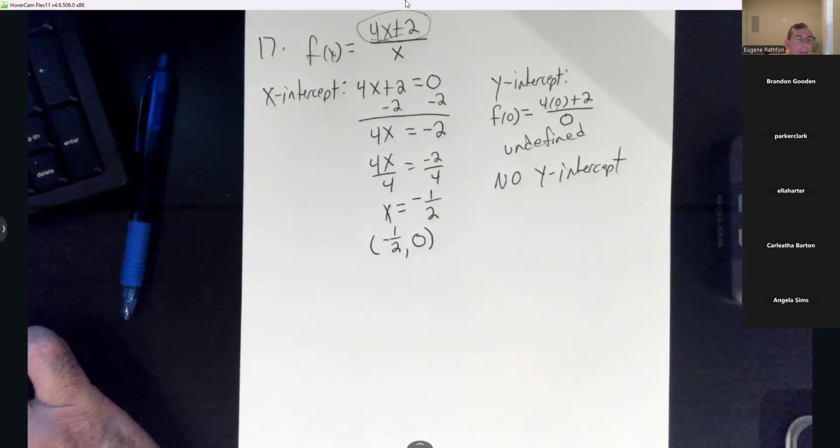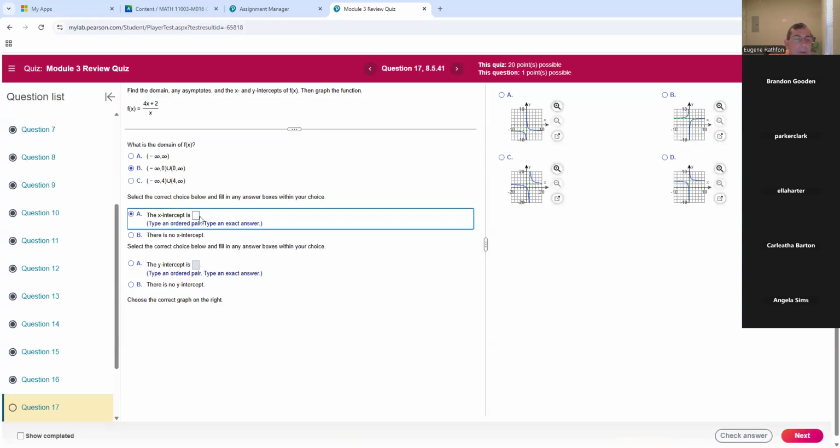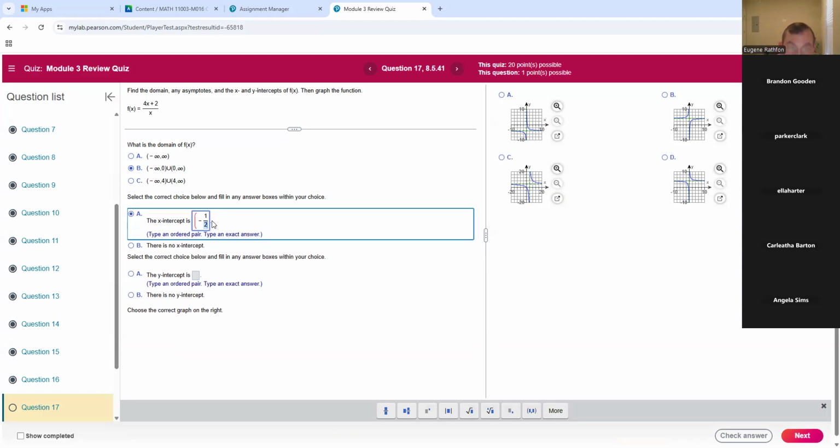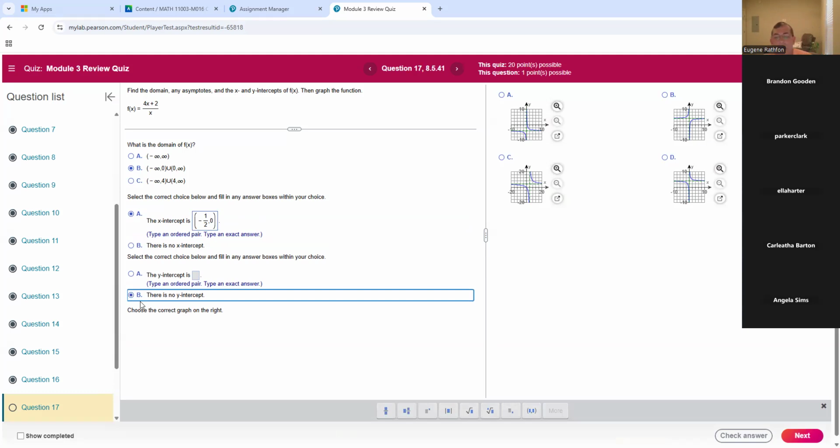So see, it'll say the x-intercept here. You have to put it in the parentheses. So parentheses, negative 1/2. And then arrow over, that'd be a comma 0. All right, then look here for the y-intercept, I would choose B that says there is no y-intercept. Now, let me go and graph this real quick. That way we can choose A, B, C, or D. Okay?